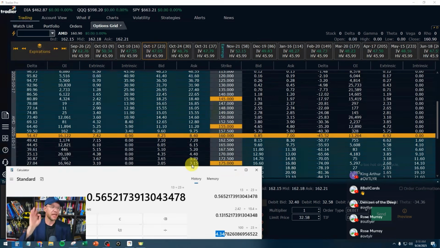That is how an in-the-money option is significantly less expensive than an out-of-the-money option, etc.